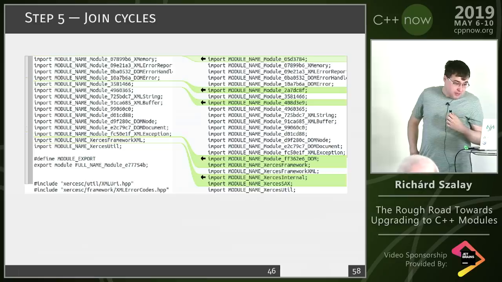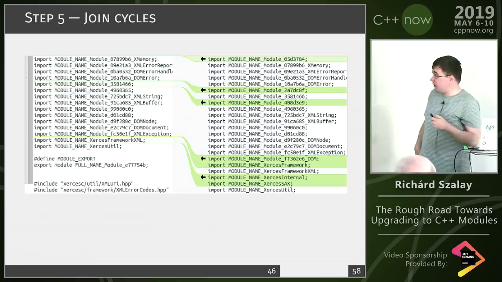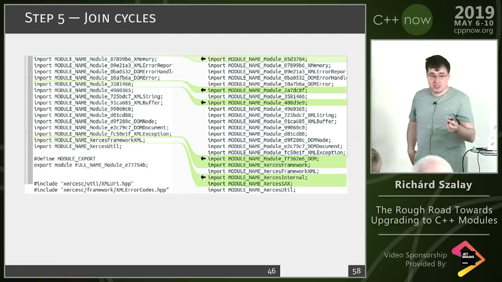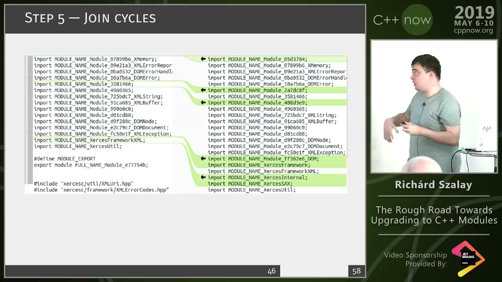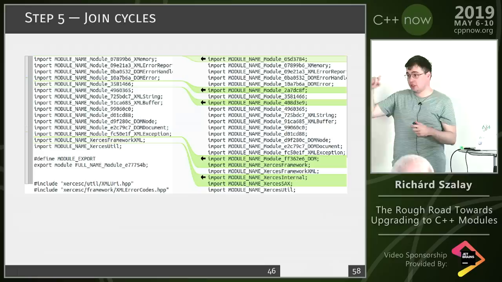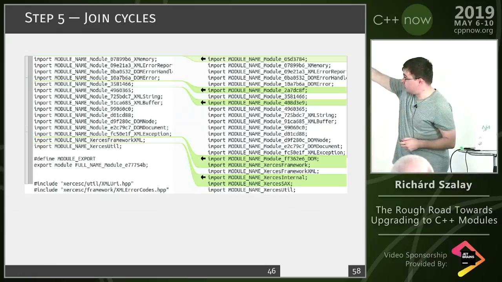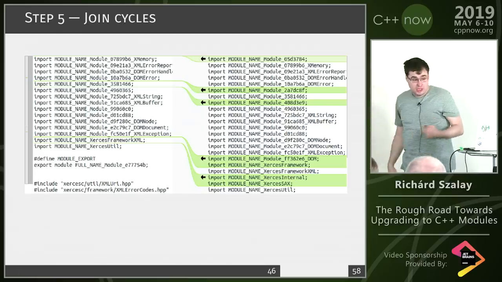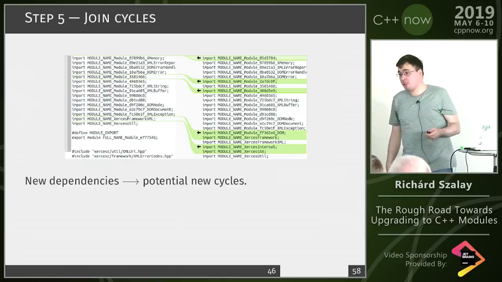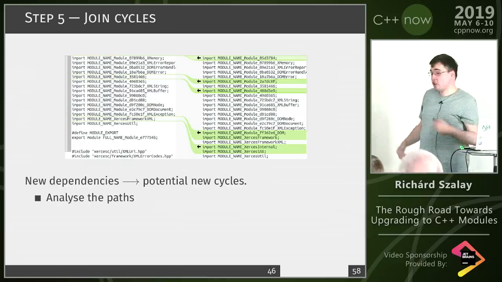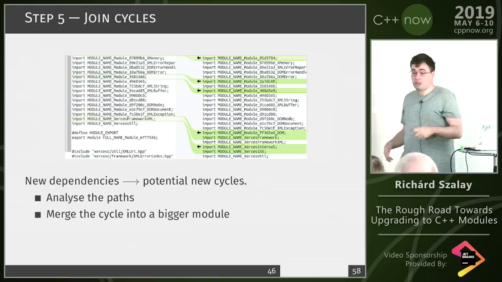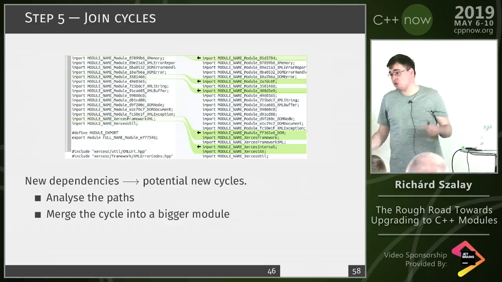Now, because I moved implementation into the module where the interface is, I have to take care of the dependencies of just the implementation files, which will include new dependencies on the whole module, which means that there are now, once again, potentially new cycles, which I have to analyze. And then what I opted for, and I don't know if there's a better automatic solution, is to join them.